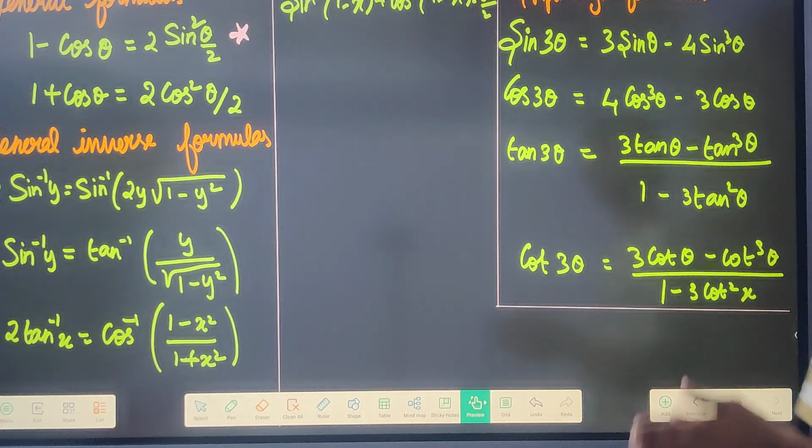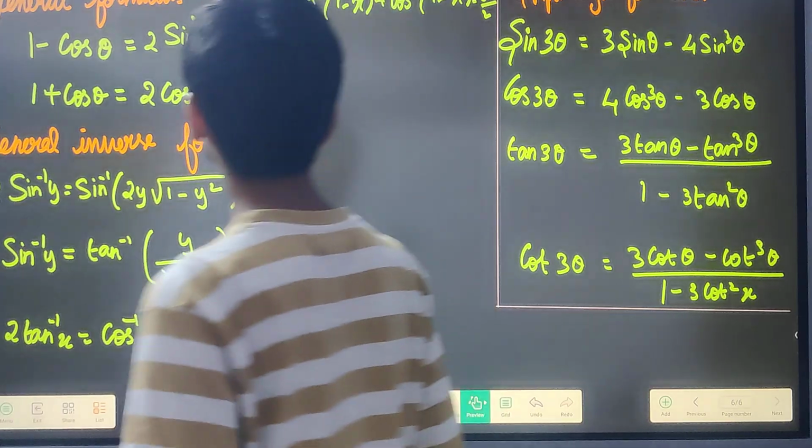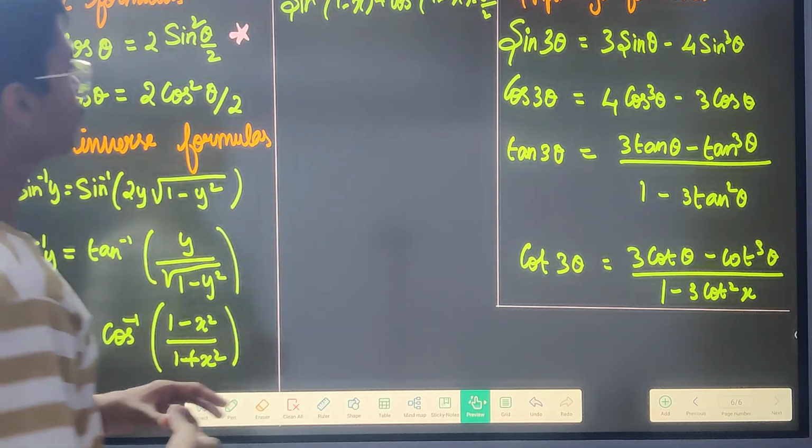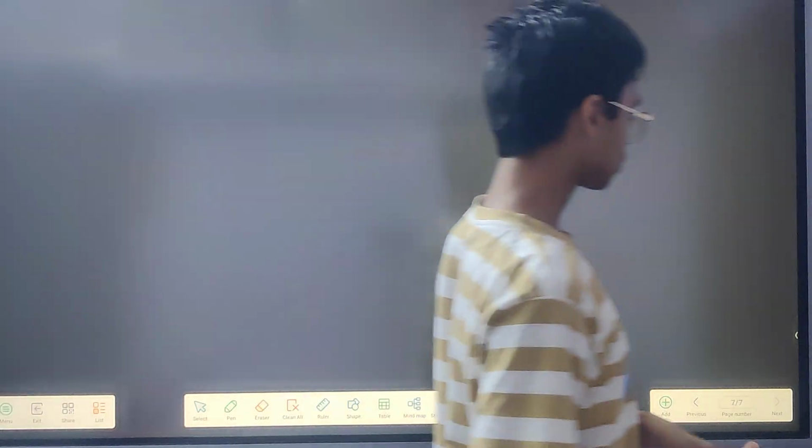So yeah, that's it for 11th standard. Coming to 12th standard, we have to discuss a few inverse formulas. Not a few, a lot of inverse formulas are there, that we will see in a separate 12th standard video, just because my legs are paining at present. I cannot continue. I'm so sorry. I will cover them all in a separate 12th standard video.